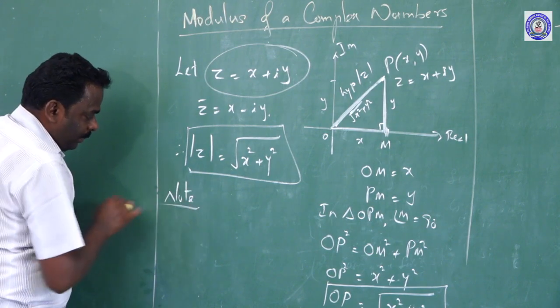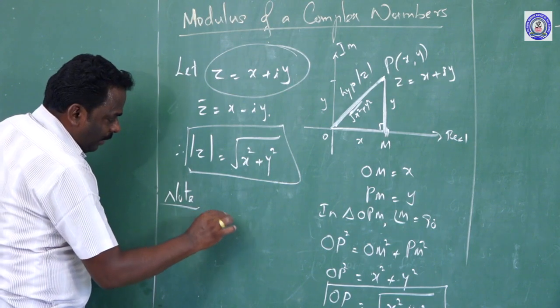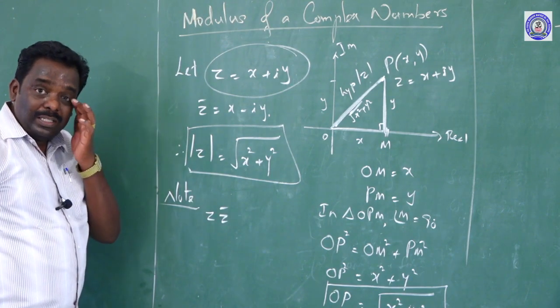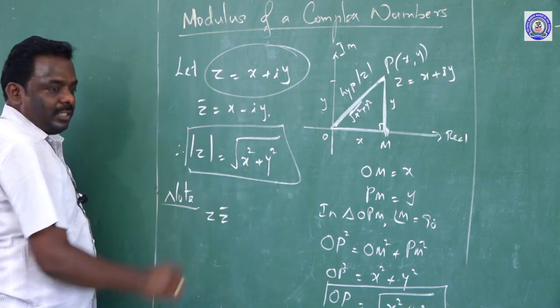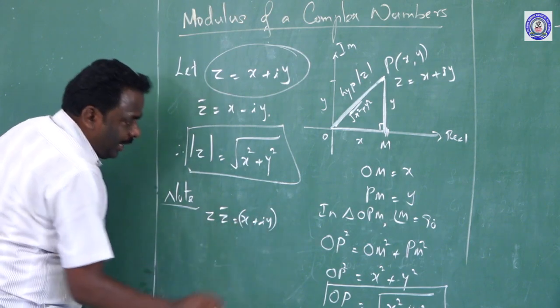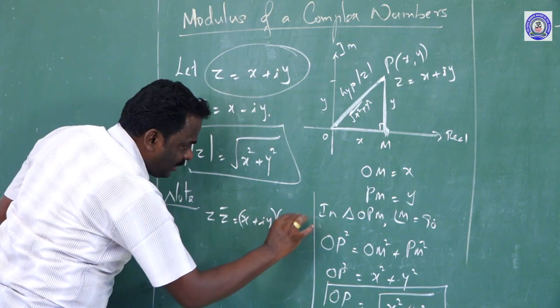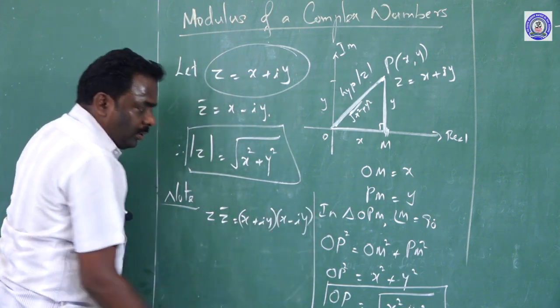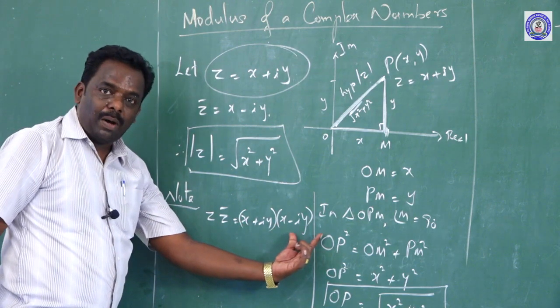Now using this, for the argument, we want to find out one of the notes. So we can consider z into z bar. Z we know is x plus iy, and z bar we know is x minus iy. So two complex numbers, one is called z and another is called z bar.